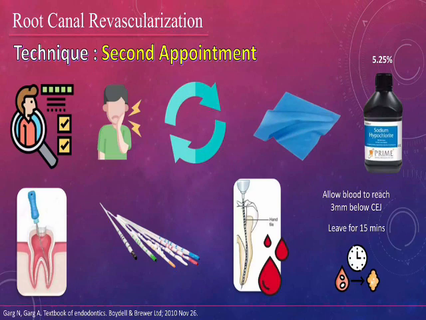and then we have to induce bleeding. The bleeding should be at the level of 3 mm below the CEJ in order to avoid staining by the blood. Then we leave it for 15 minutes. And then the chamber is closed with materials like MTA or Biodentine, followed by a GIC and then a restorative component.